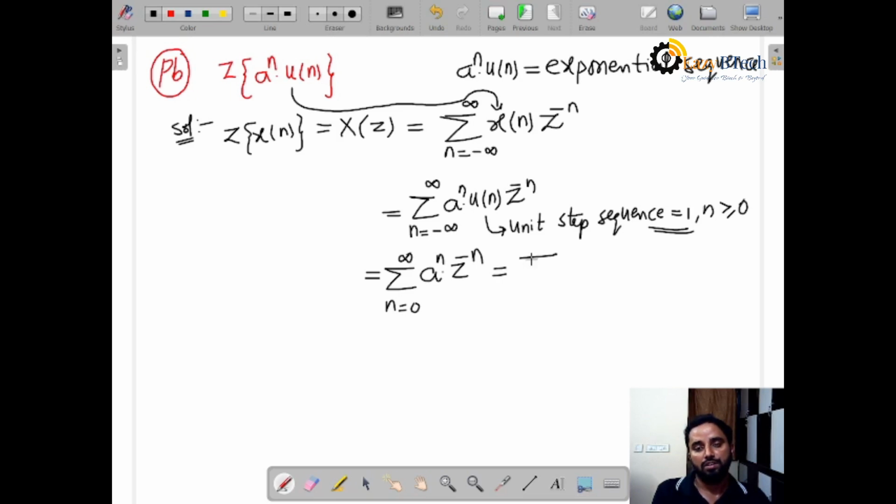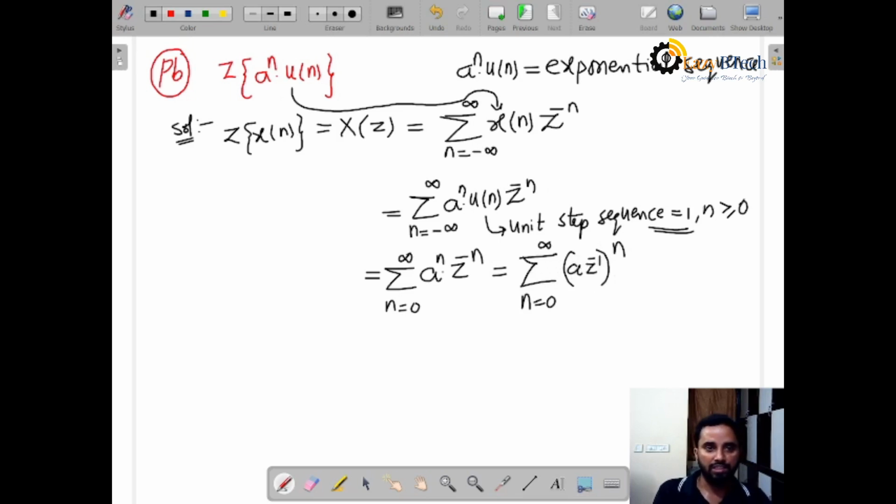So now I am writing this as summation n equals 0 to infinity of something power n. For every problem in Z transform, this is the logic: summation n is 0 to infinity, something power n, we have to write. So here in the bracket what we get is a Z power minus 1, or a Z inverse, power n. Both are the same.